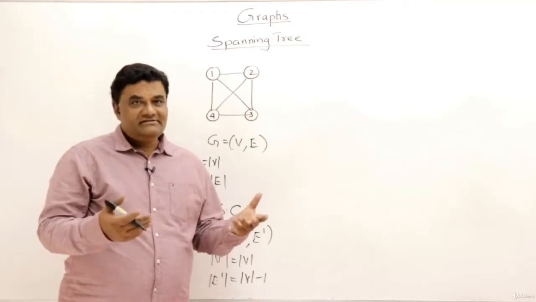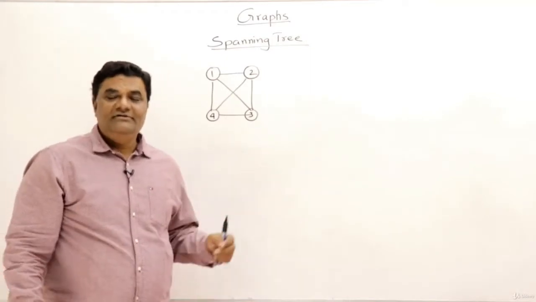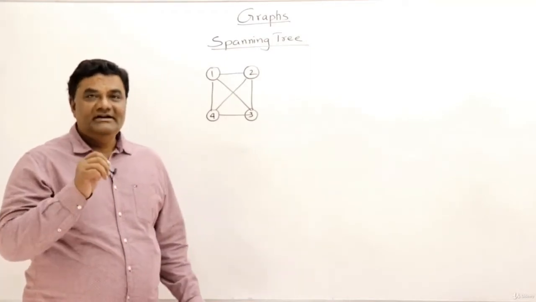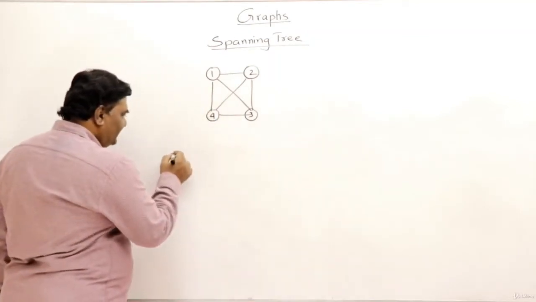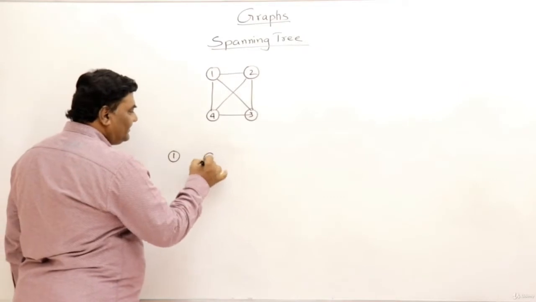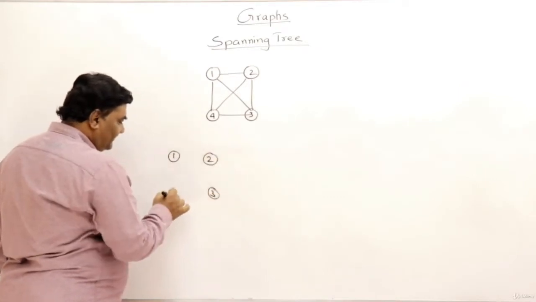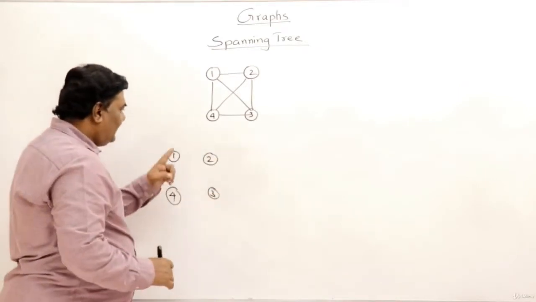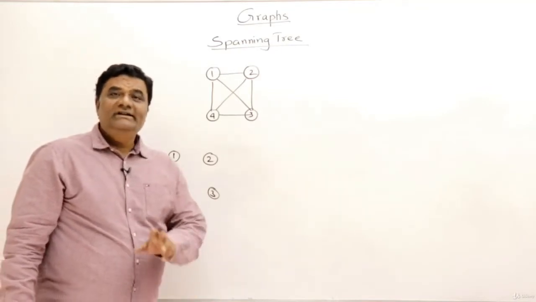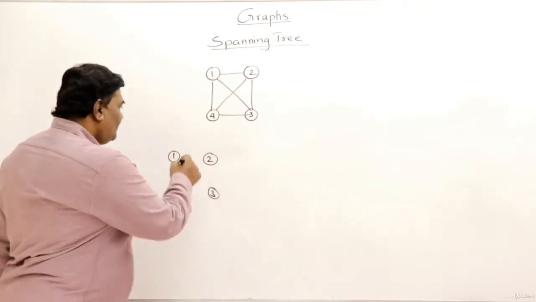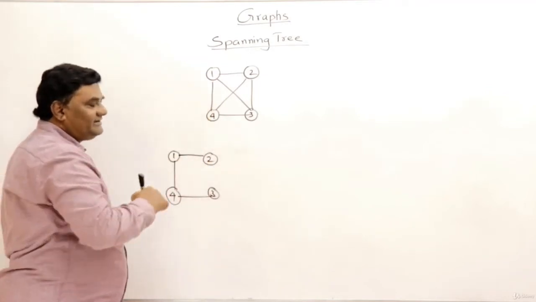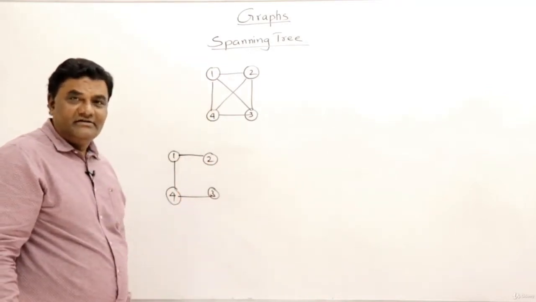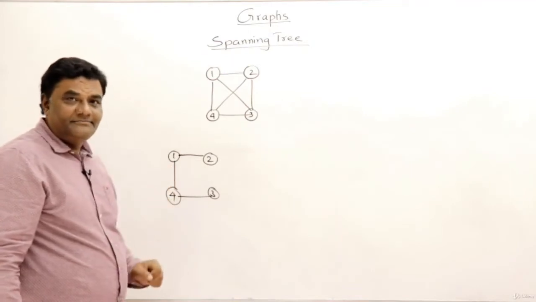Now let us understand it in simple terms. For this graph, I will show you what it means by spanning tree. This graph has 4 vertices, so I must take all 4 vertices. Okay, 4 vertices are taken. Then, as there are 4 vertices, I should take only 3 edges: 1, 2, 3. In total there are 6 edges, and I have taken only 3. This is a spanning tree.